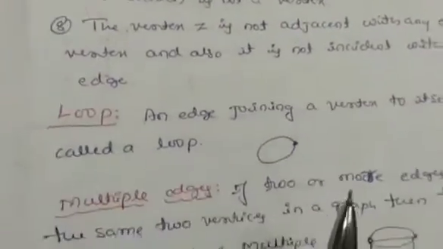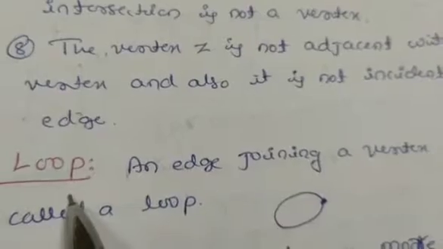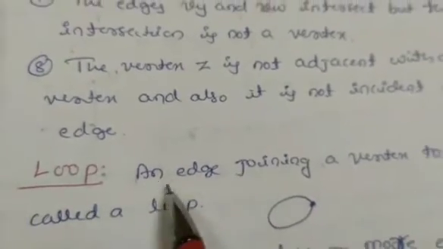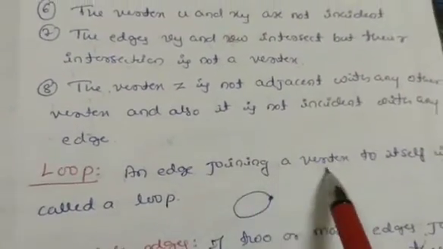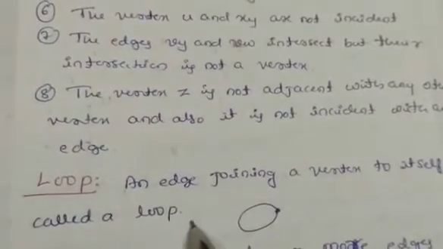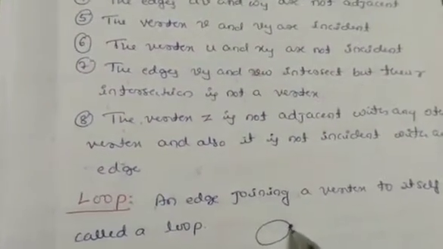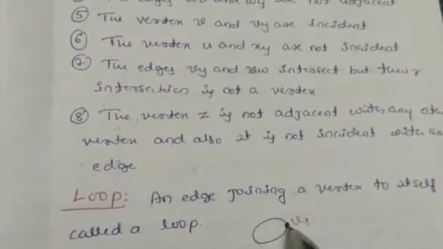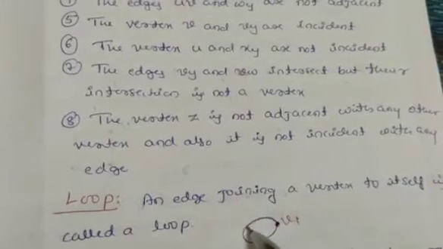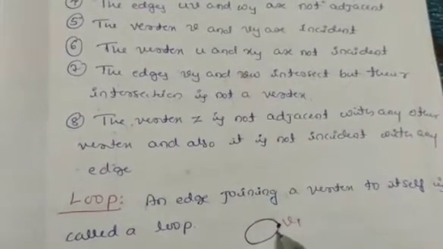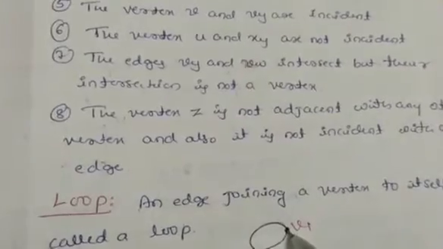Let us take one more definition. Loop. An edge joining a vertex to itself is called a loop. Suppose we have one vertex v1. If this v1 is joined with itself like this, then we call this a loop.